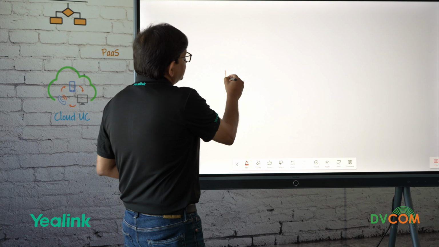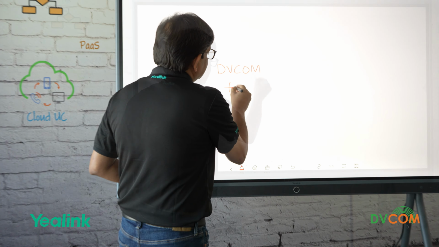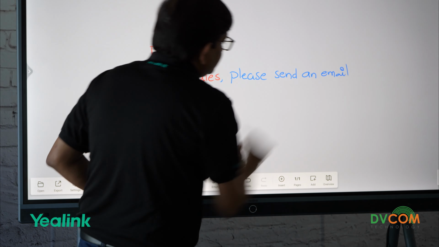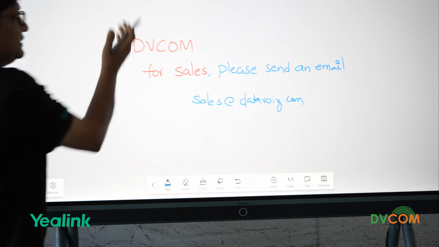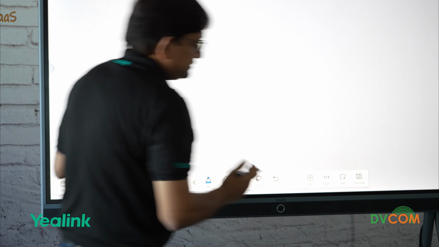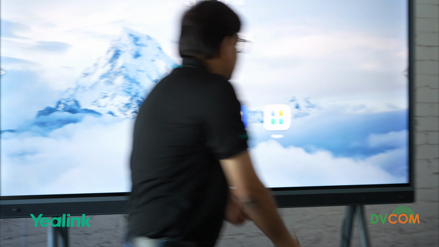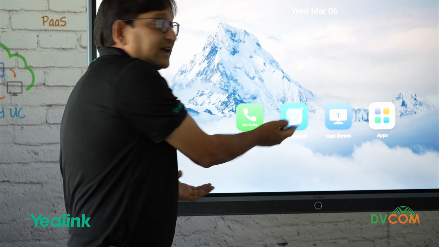So I'm going to write DVCOM, for sales. You can see here how smooth it is when I write. In case you want to erase, it's very simple and straightforward. And in case you want to come out of this, just click on the exit button and you can come out.